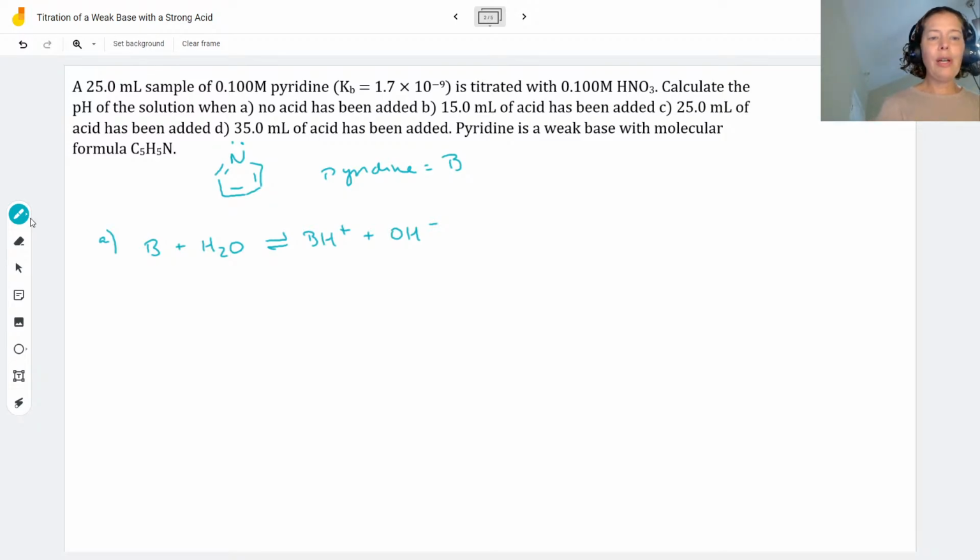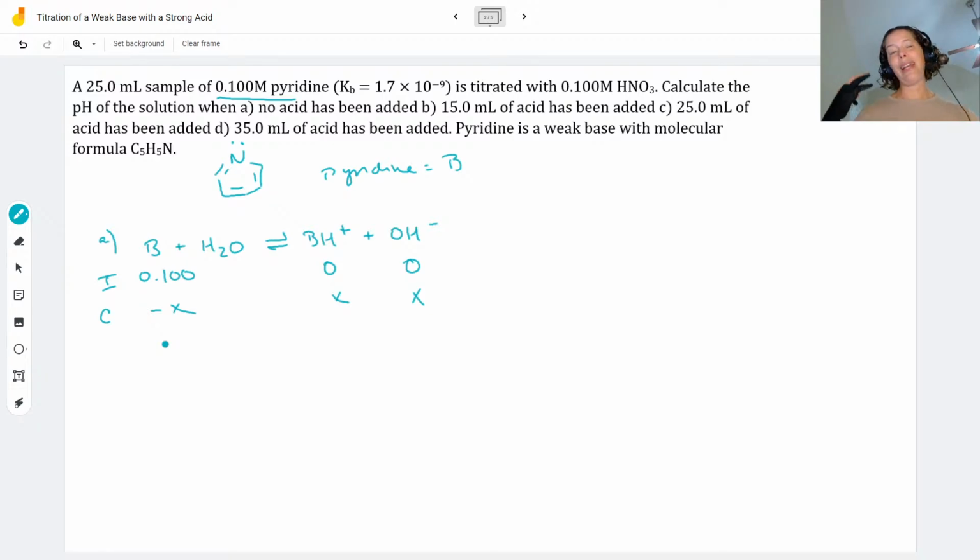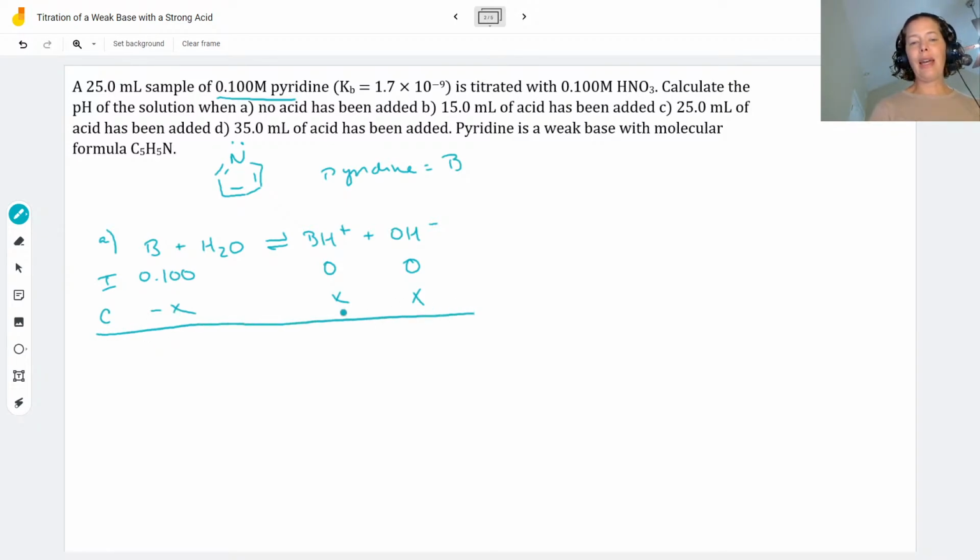I'm going to set up an ice table. Okay, so my I is my initial concentration. Well, that's coming from my problem, so that's very easy. I have a 0.1 molar. I don't need to worry about water. I have no protonated base or hydroxide at first. Then I have C, my change or my consumed, however you want to think about it. Again, we know the equilibrium is going to shift to the right because right now we have no products. So that's how we get our minus X on the reactant side and our positive X on the product side. And of course, E for equilibrium concentrations, we just add down the column. So this is X and that is X.